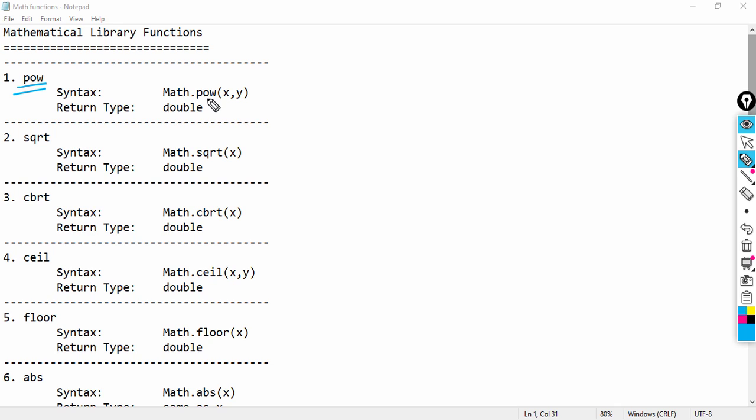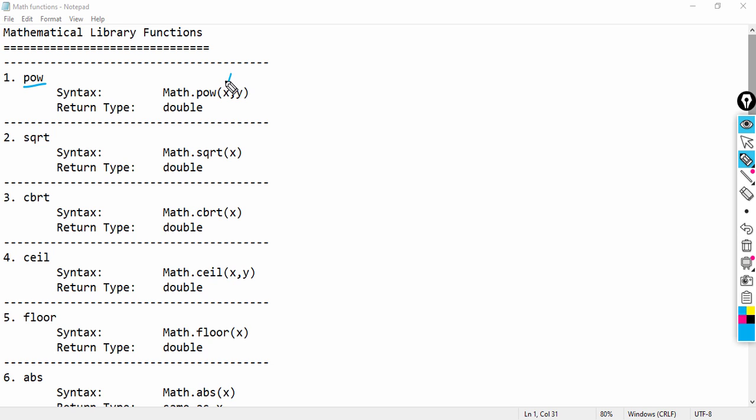Before we discuss the functions, let me tell you that all these functions are present inside the math class, and all the functions that we are going to use here are static functions. That is the reason why we can directly call the functions without creating an object, just by writing the class name followed by dot function name. It is possible only because the functions are static in the math class. So, the first function is the POW function.